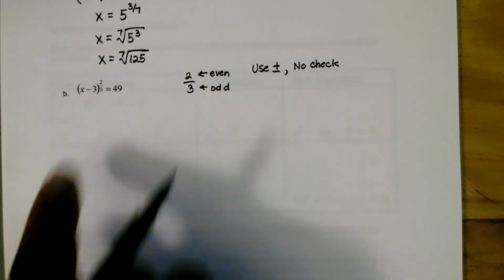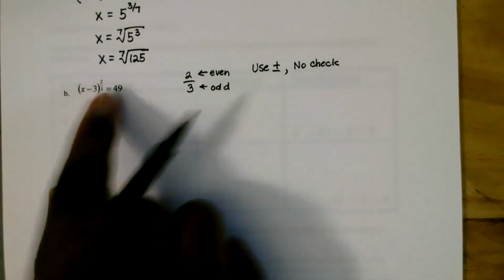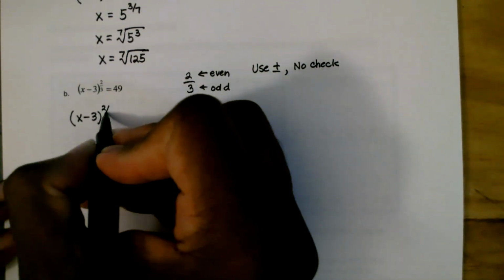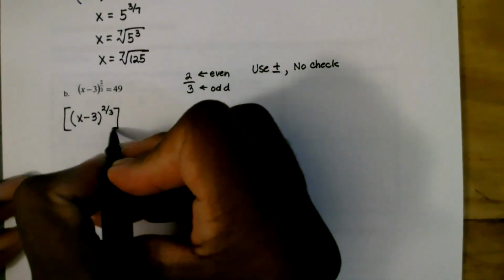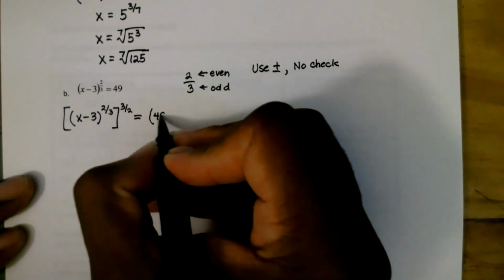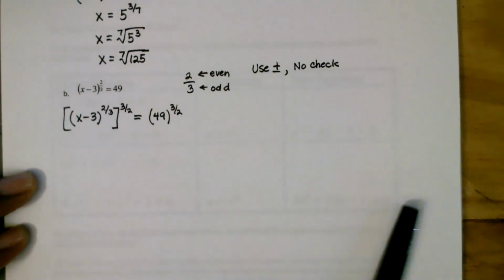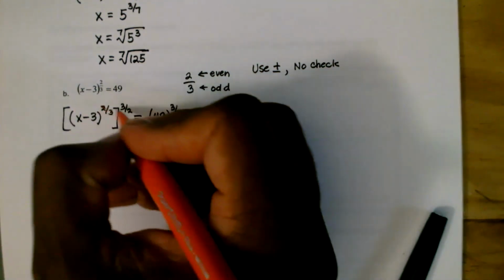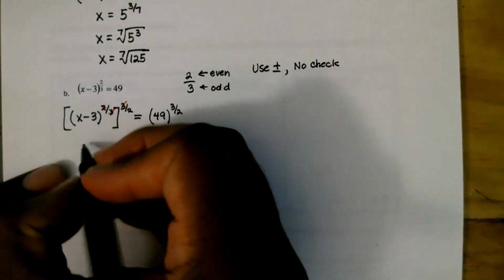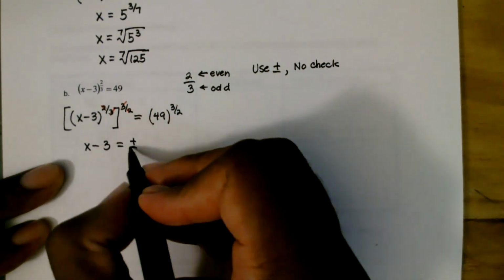All right, so now let's solve this. We need to get rid of the 2/3 here by raising both sides to the reciprocal of 2/3, which is 3/2. And then that's equal to 49 raised to the 3/2. And then what's going to happen here is this. The 2's and the 3's divide out. You're only going to be left with x minus 3. And that's equal to, and of course, I'm going to include the plus or minus symbol here.